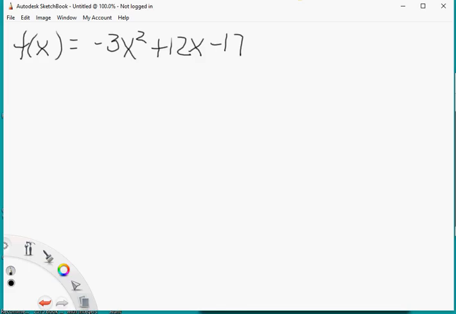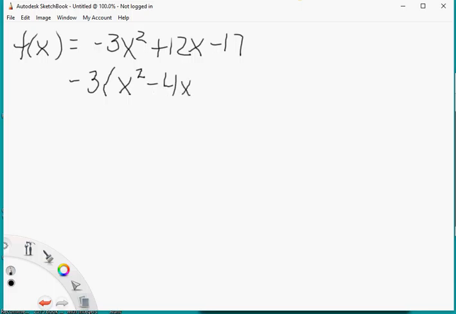So right now there is a negative 3 in front of the x squared term, so we are going to factor it out of both the x squared term and the 12x term so that we are able to complete the square. So to factor out, we're going to write what we choose to factor out. Then we're going to start a parenthesis. If I factor negative 3 out of the x squared term, we're left with x squared. If we factor negative 3 out of the 12x term, we're left with negative 4x.